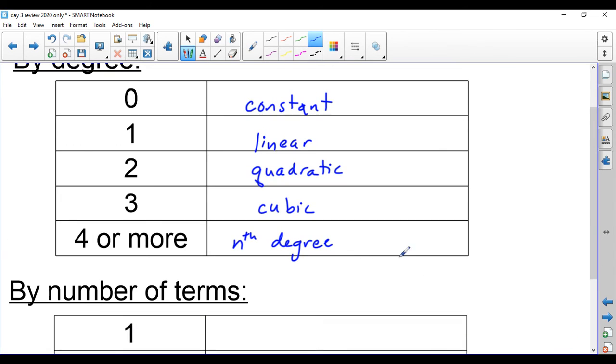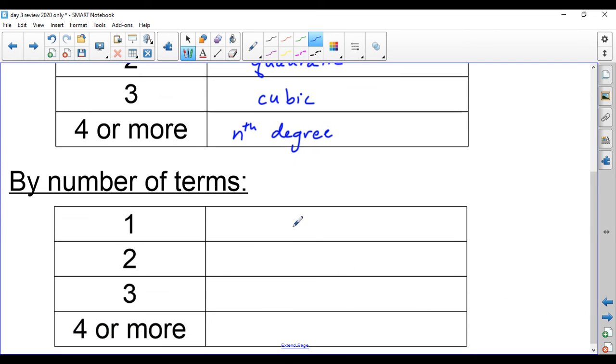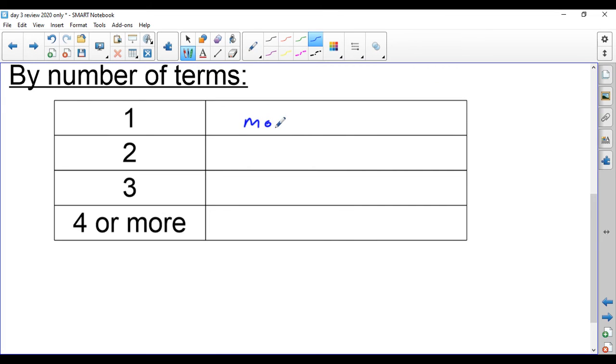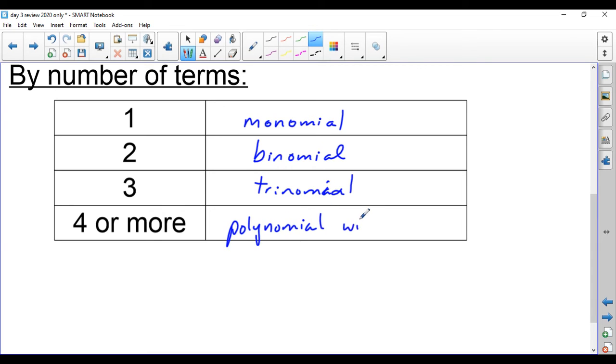We also name polynomials by number of terms. If there's only one term, it is called a monomial. 2 terms is a binomial. And 3 terms is a trinomial. Mono, bi, and tri are all prefixes that mean 1, 2, and 3. 4 or more terms, we call it a polynomial with however many terms there are. So I say it's a polynomial with n terms. I could have a polynomial with 6 terms, a polynomial with 7 terms, and so on.